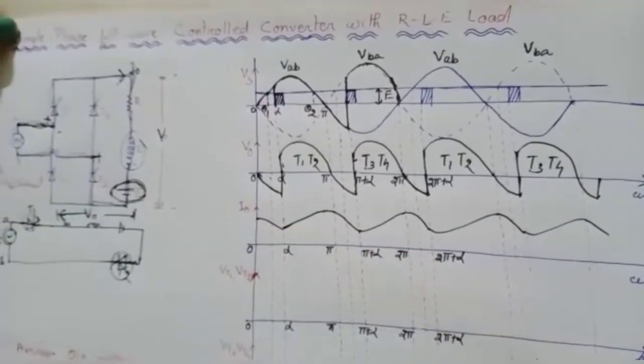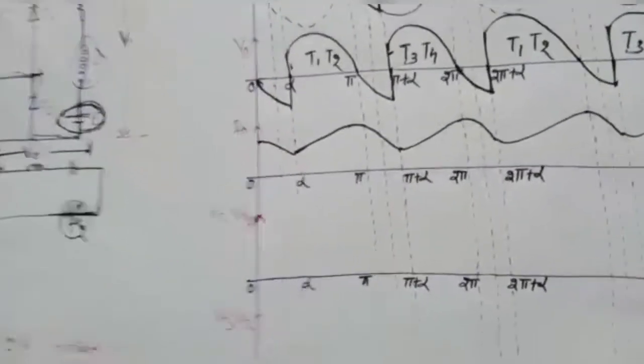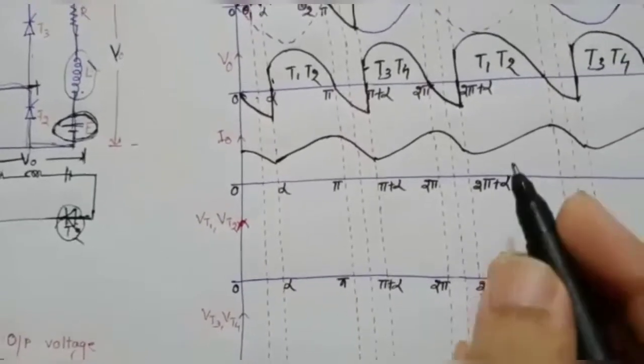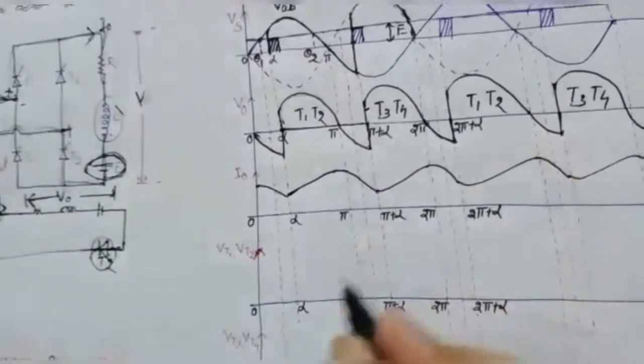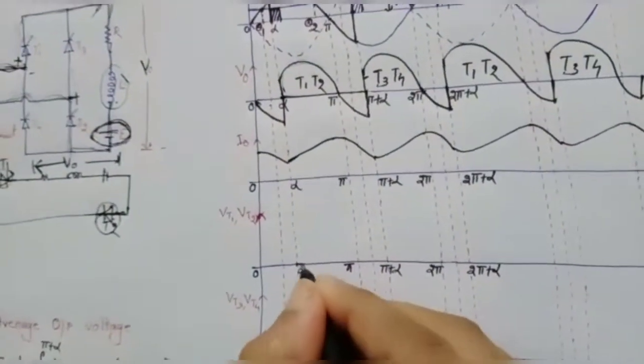The current is continuous here. Then if you go for the voltage across the devices, as you know, when one device is conducting, its voltage must be 0.